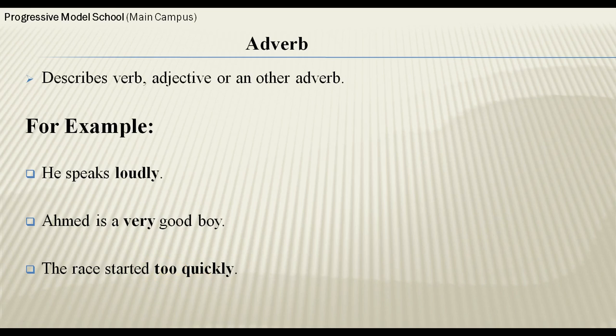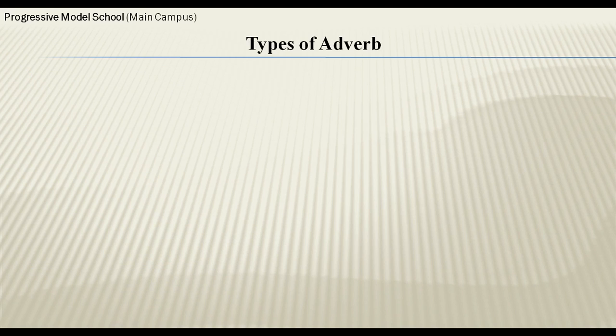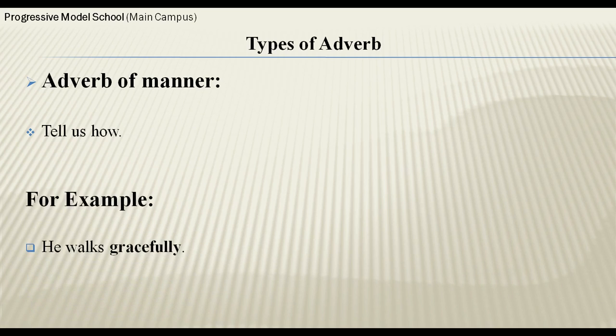And adverbs are divided into different types according to their functions in the sentences. So now let's look at these one by one. So our first type of adverb is adverb of manner. Adverb of manner provides us the information about how a verb is done. Means it answers the question of how. Let it clear by the examples.